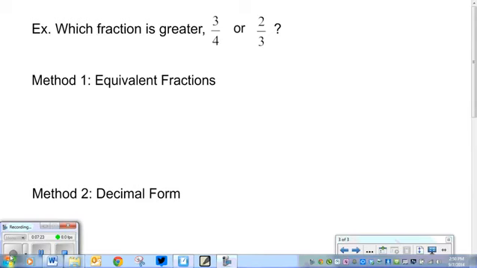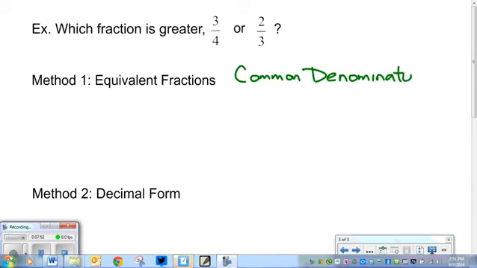But for the most part, equivalent fractions and converting fractions to decimals are grade 7 and grade 8 skills. So we're assuming that you know how to do this already. If this is something that you struggle with, I need you to come in and see me tomorrow so that we can talk about it and practice it. So first way is equivalent fractions. So when we think of equivalent fractions, we're thinking about a common denominator.